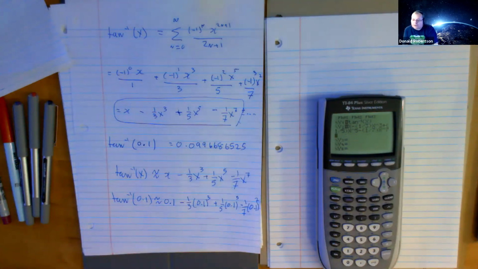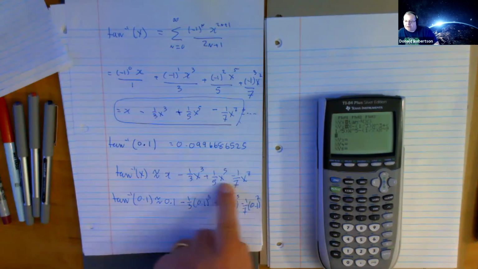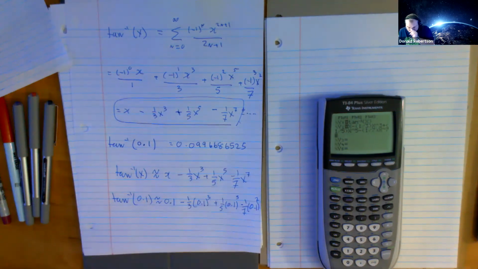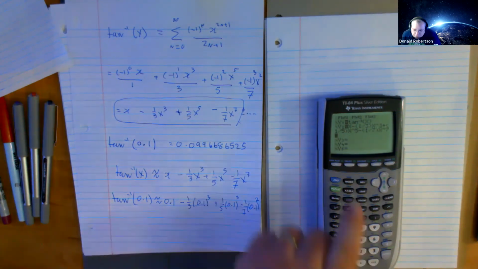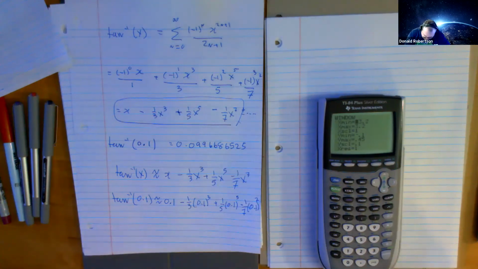So I'm going to be showing you a sketch of the inverse tan of x and this polynomial, this 7th degree polynomial. I'm going to choose my own window. So I'm just going to do it from negative 0.3 to positive 0.3, and I'm going to do zoom 0.